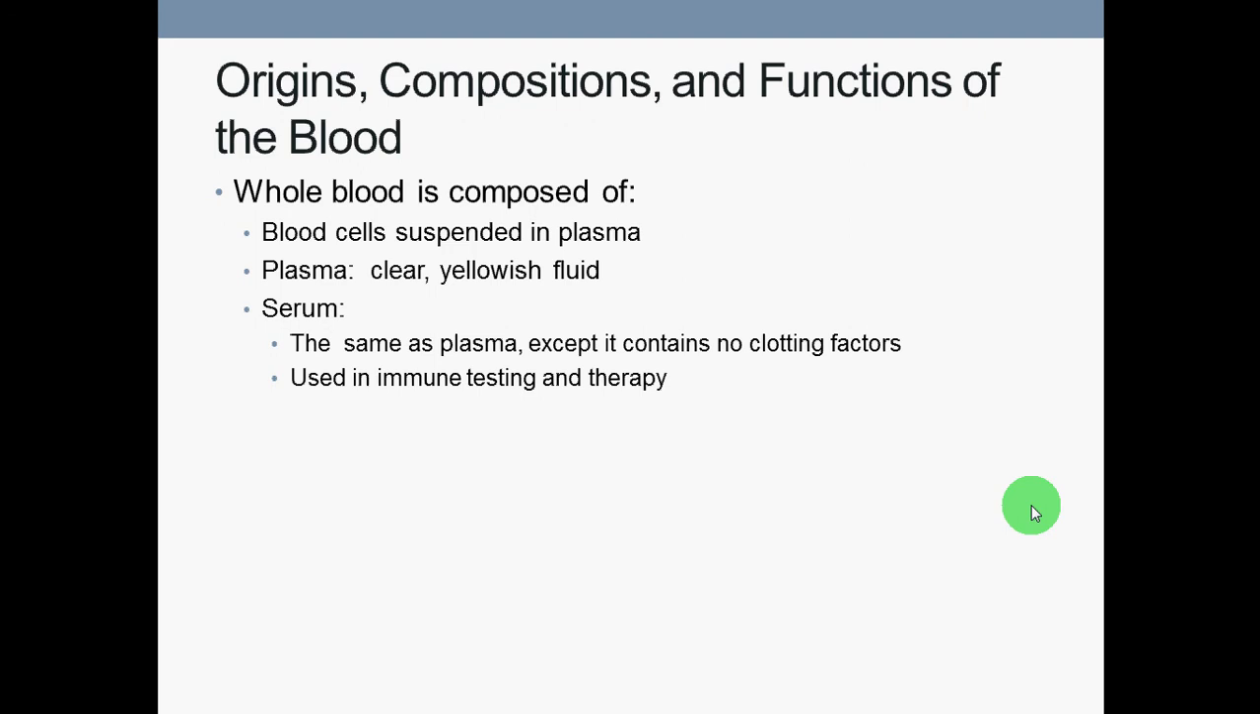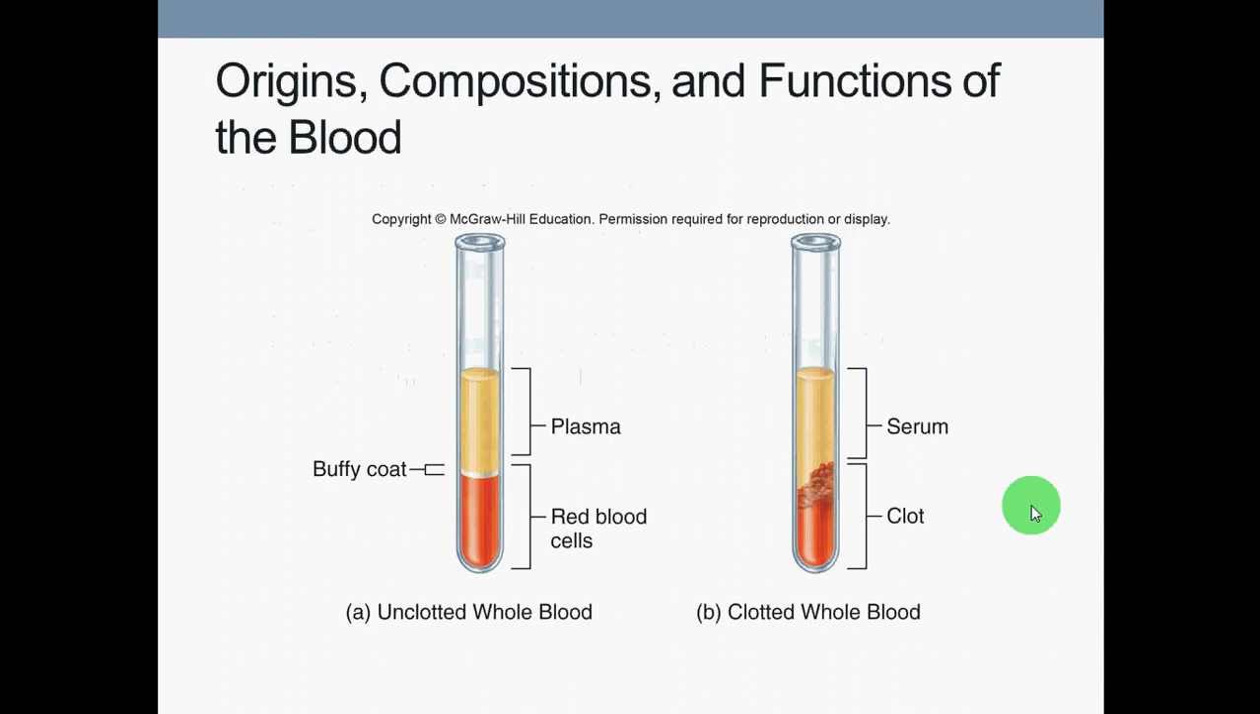Okay, you might have heard of something called blood serum. Well, serum is basically the same thing as plasma, except serum has the clotting factors removed from it. So we can actually use serum in immune testing and therapy. Once those clotting factors are removed, then we can get the serum and test it. So this would be the difference between blood plasma and blood serum.